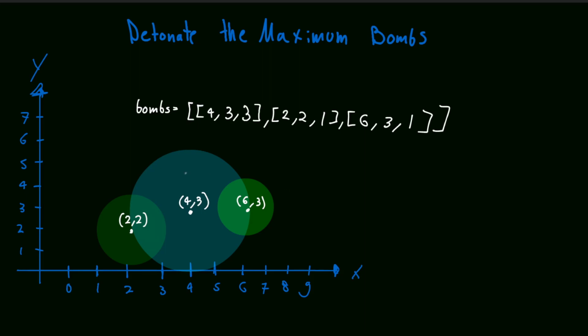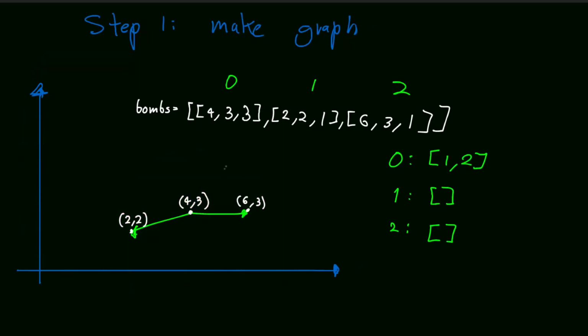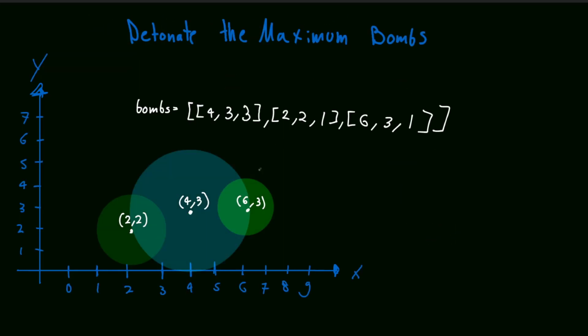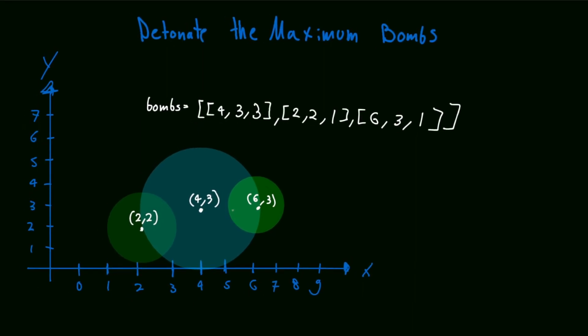and it's by doing a graph. So obviously, we need a way to find if one bomb can detonate another bomb.